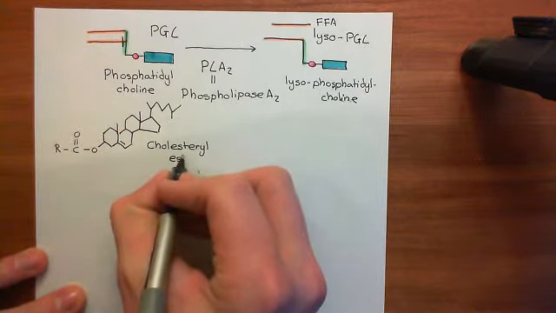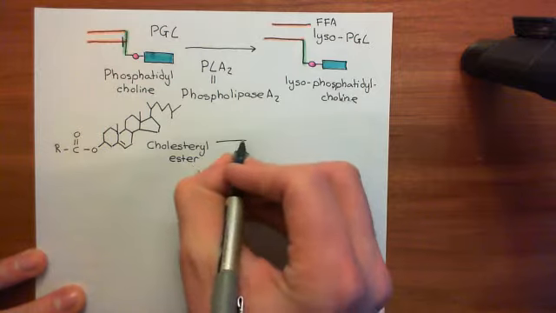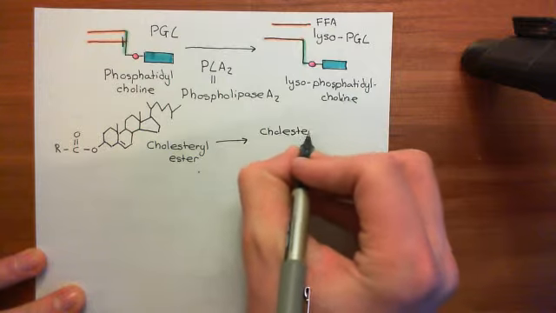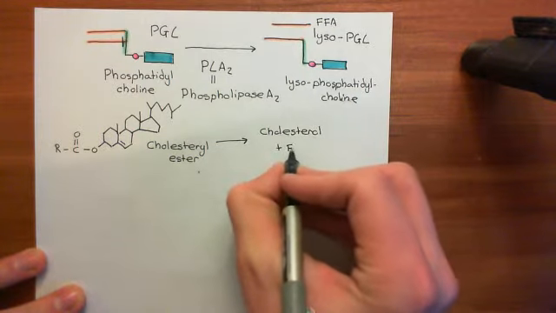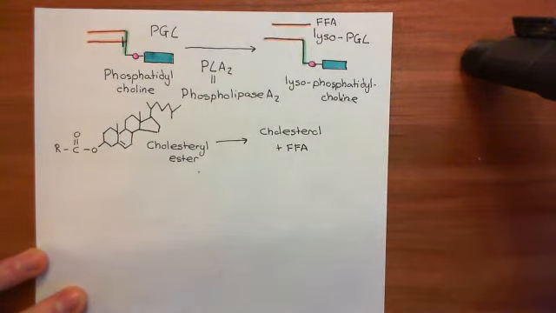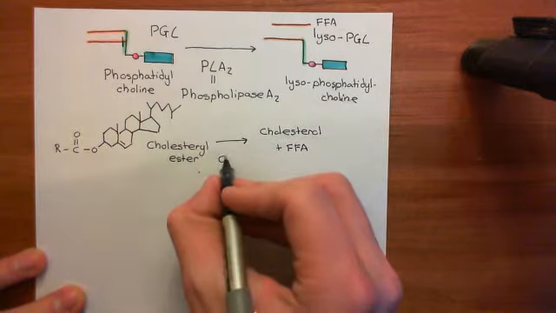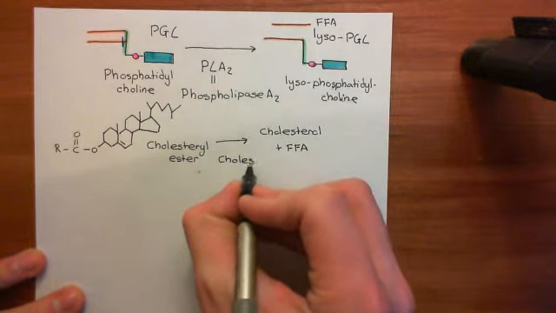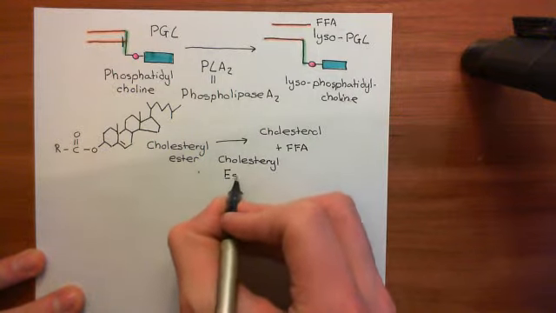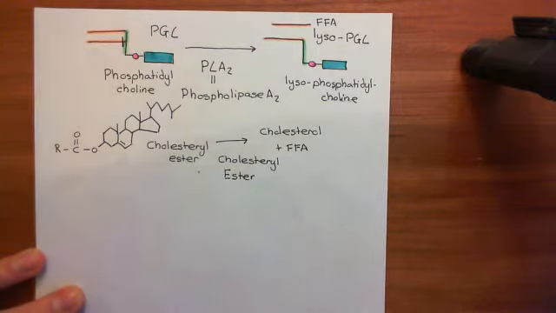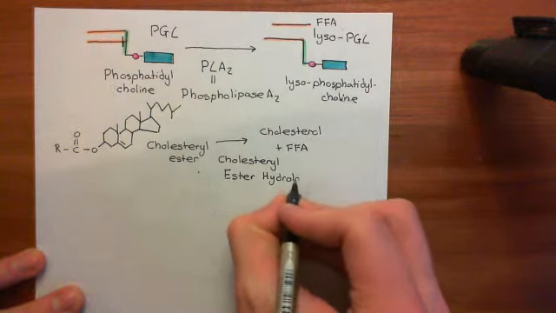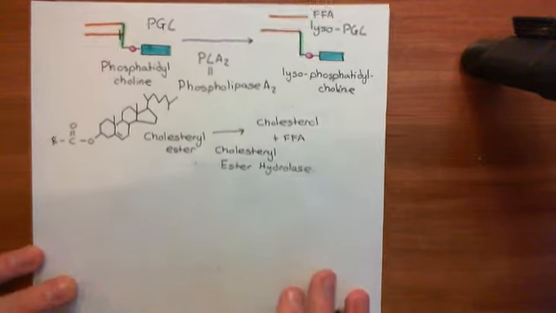Basically, these cholesterol esters are going to be split down into cholesterol, plus a free fatty acid, the long-chain carboxylic acid, and this hydrolysis reaction is going to be performed by an enzyme known as cholesterol ester hydrolase. This enzyme will be secreted by the pancreas into the duodenum, and it will then break down cholesterol esters into cholesterol and free fatty acids. So that's cholesterol ester hydrolase.